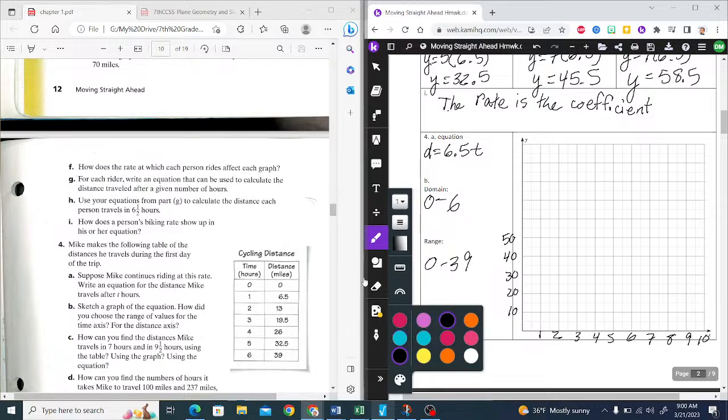So the first point for Mike's graph is 0, 0. Next point's 1 and 6.5, 2 and 13, 3 and 19.5, 4 and 26, 5 and 32.5, 6 and 39, and there we go. We've got Mike's points plotted.